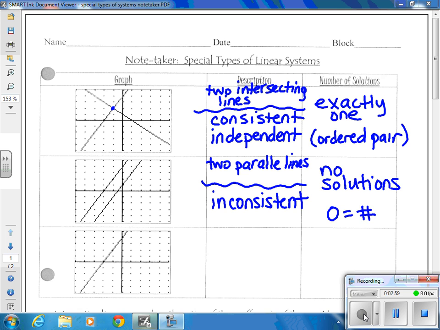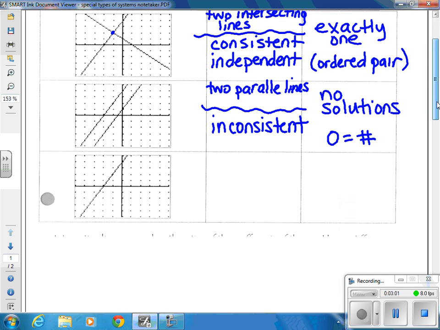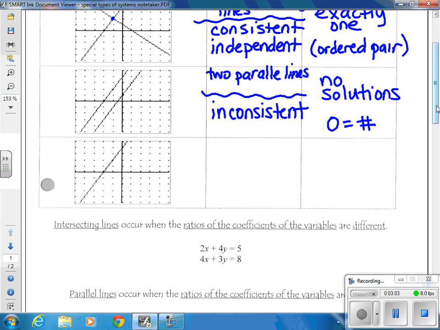Right? The third and final type of system that you're going to be dealing with and identifying looks like it's only one line, but there's really two lines there. And the reason is because they are overlapping. So this is when both equations make the same line. So literally it is one line that has overlapped itself, right? But it's two equations that actually make the same line.